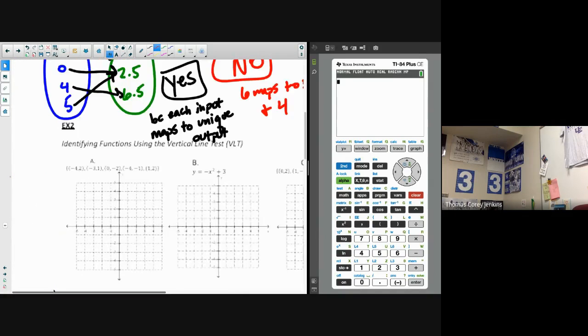All right, so moving on to the next example, we're going to use the vertical line test to identify functions here. Okay, so I'm going to go ahead and graph these points. -4 maps to 2. Make sure I'm counting my ones there. Yeah, we are. So -4 maps to 2. That's that point. -3 maps to 1. 0 maps to -2. -4 maps to -1. And 1 maps to 2.